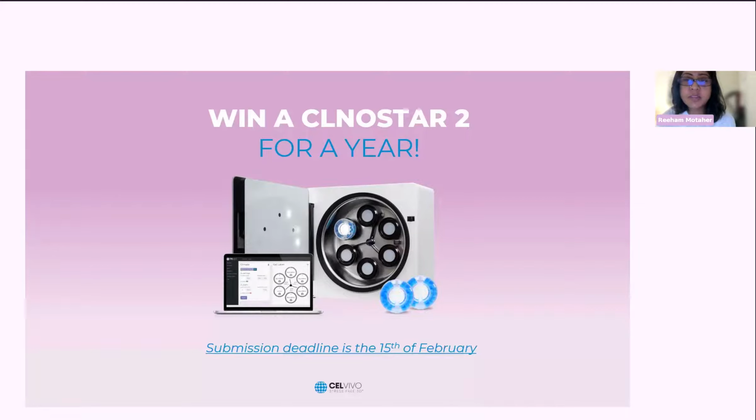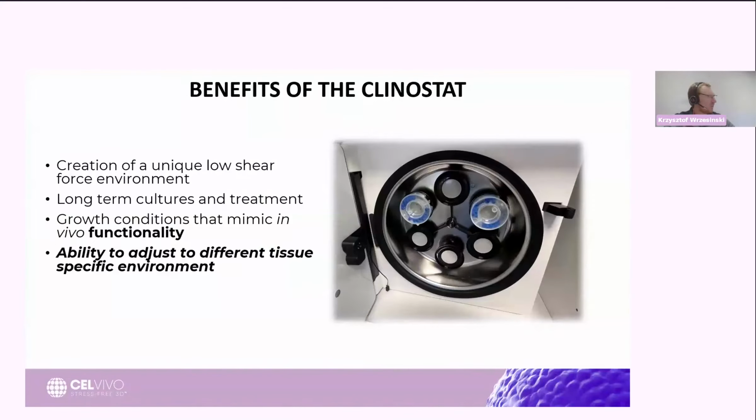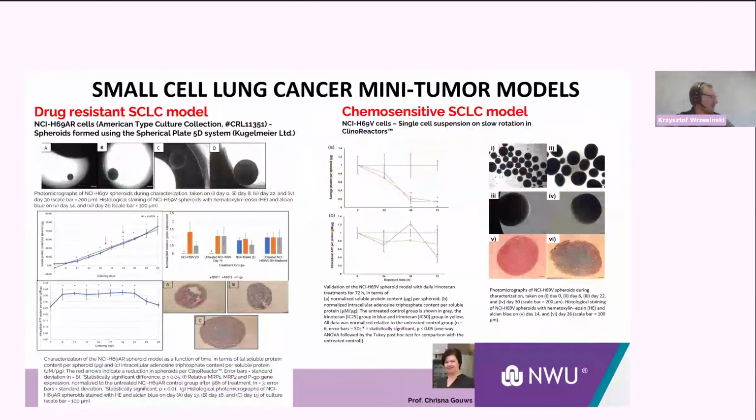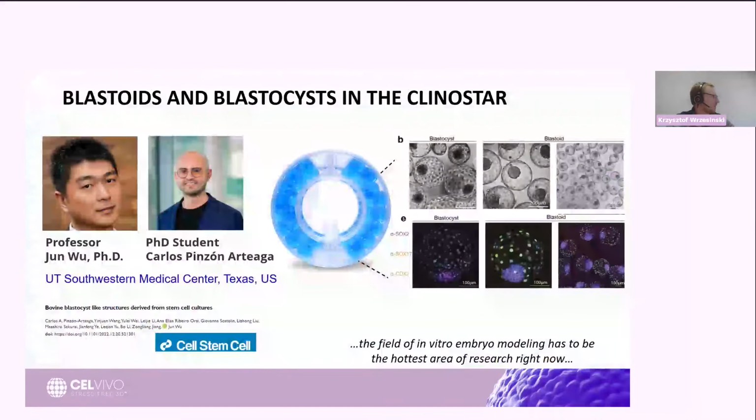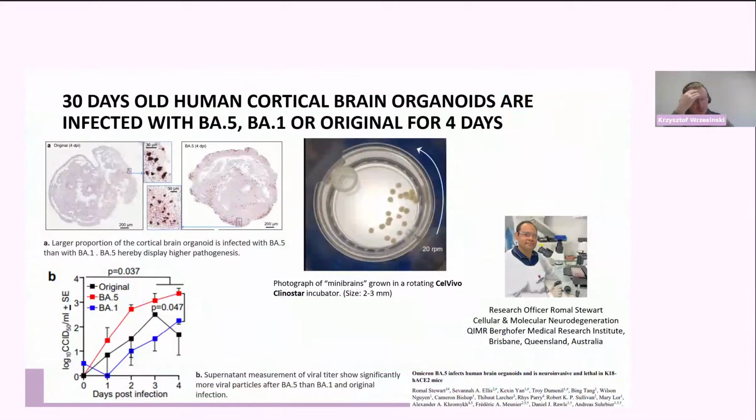Krzysztof, I'll get started with some questions that have come in. So one of the questions is, what oxygen levels can be generated using the hypoxia system? Some tumor environments require less than 0.5%. Can that be achieved?